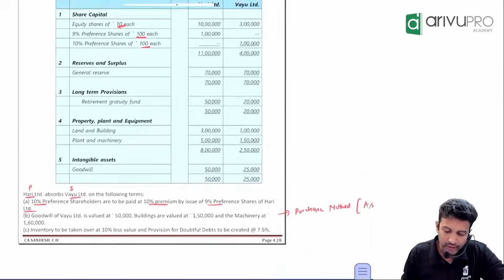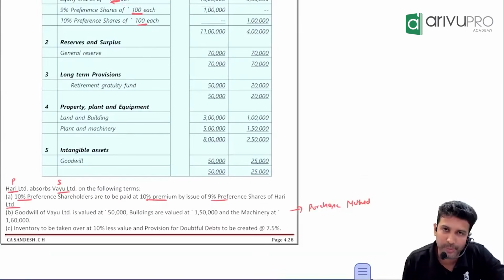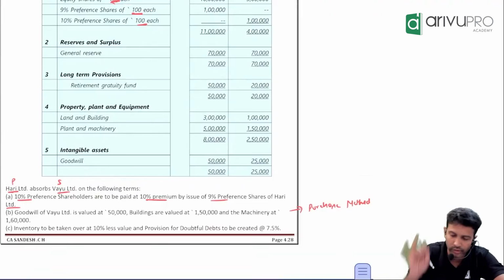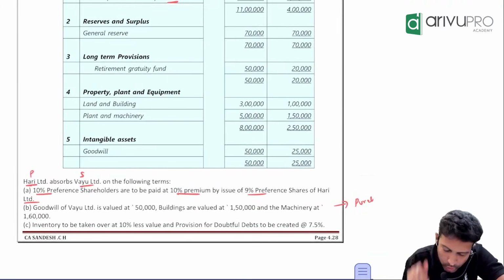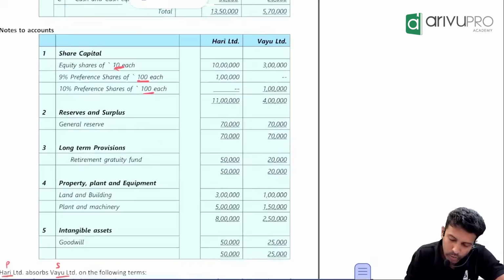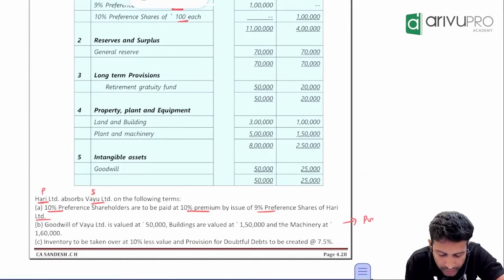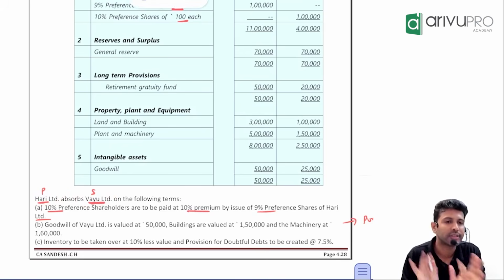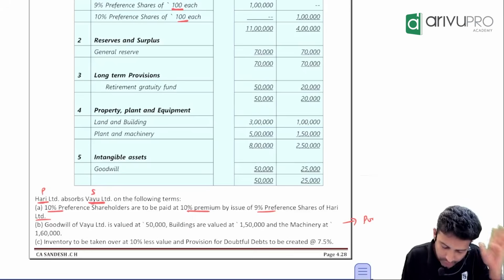Other things are okay. Directly let's dive into the adjustments. Pay attention to this, quite easy only. It's a repetitive one, just to get our concepts a little more clarified and have a better understanding of them. They were given 2 companies, Hari and Vayu. Read the heading: Hari absorbs Vayu. Hari is taking over Vayu. So Hari becomes your purchasing company, Vayu becomes your selling company. Easy. First identify who is the purchaser and who is the seller.